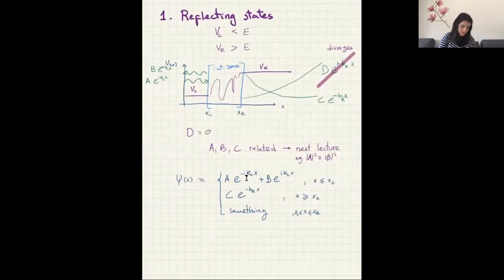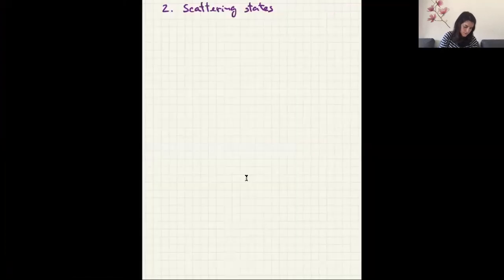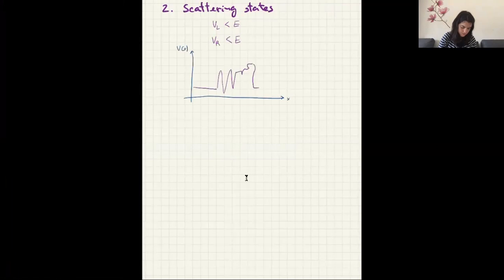So these are the case, let's write it here, where both V left and V right are smaller than E. This would correspond to a case like this: X, and V of X looks like something like Zurich. Something happened, we don't know. Something crazy, but then Zurich. And let me just write what the energy is overall.